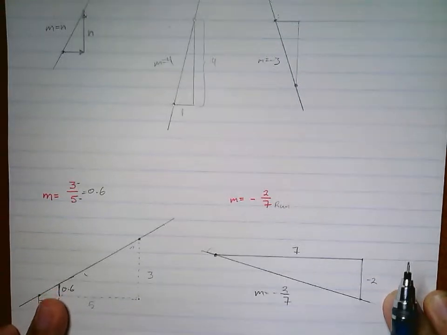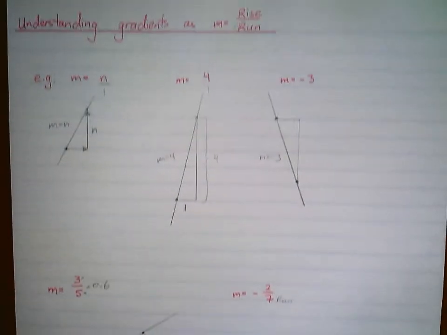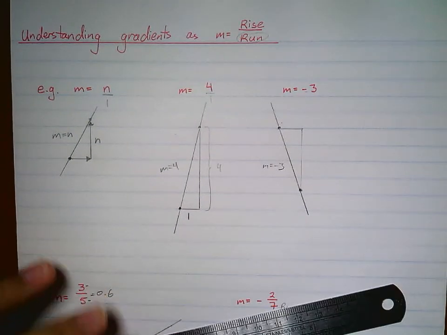Okay, so I hope that clarifies a little bit more as to why the gradient is rise over run.